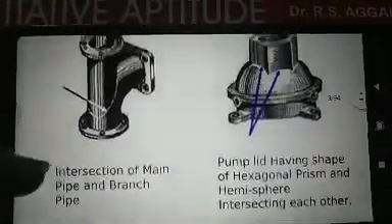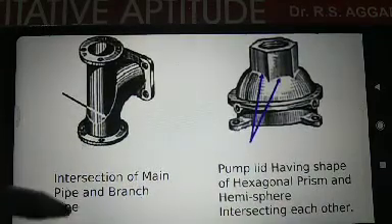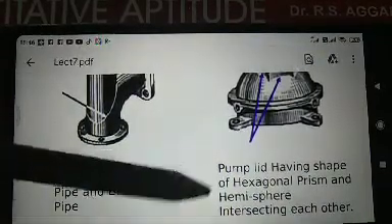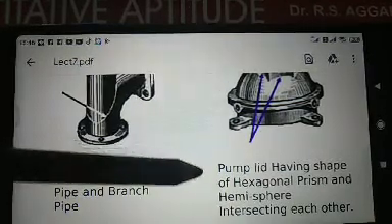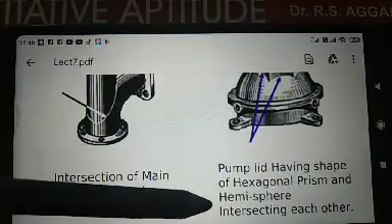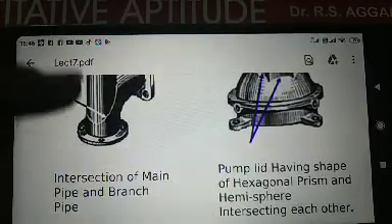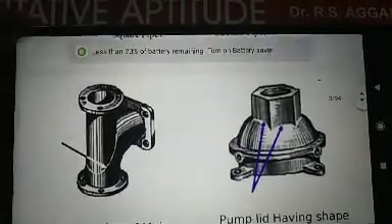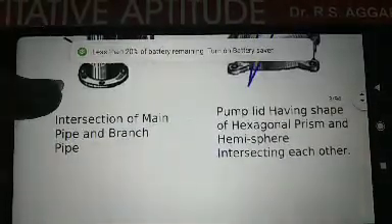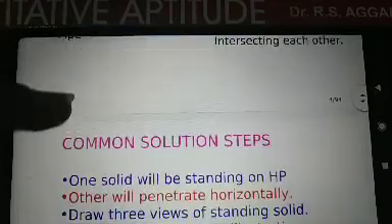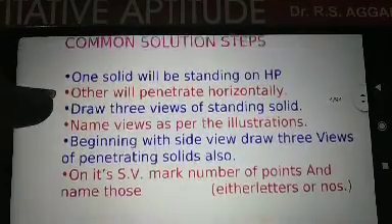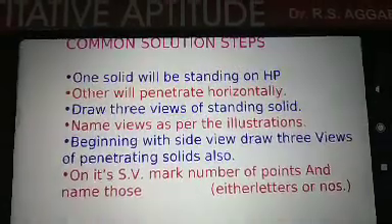The intersections should be like this: intersection of the main pipe and the branch of the pipe, complete, having the shape of a hexagonal prism and hemisphere. This is one type of intersection. Then, the steps for solving an intersection of solids problem.